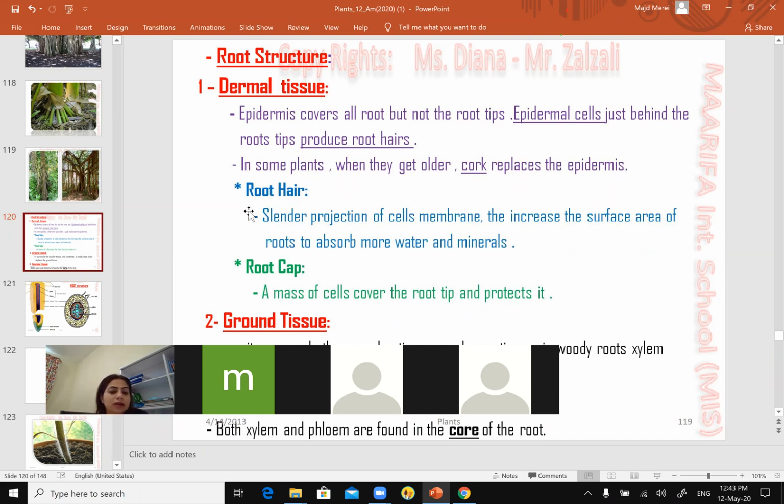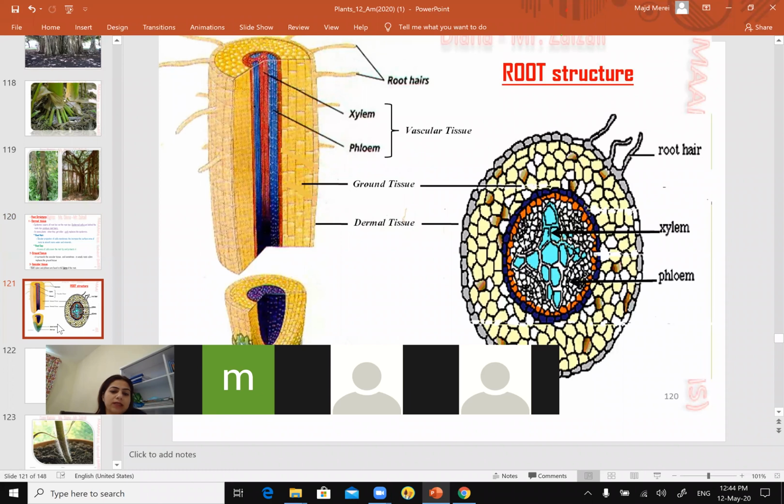Root hairs, how can we define root hairs? From their shape, okay? They are slender projections of cell membrane. What is the function of root hairs? Absorb water and minerals, to increase the surface area. It's important to mention that, to increase the surface area, to absorb more water and minerals. Root cap, a mass of cells that cover the root tip and protects it.